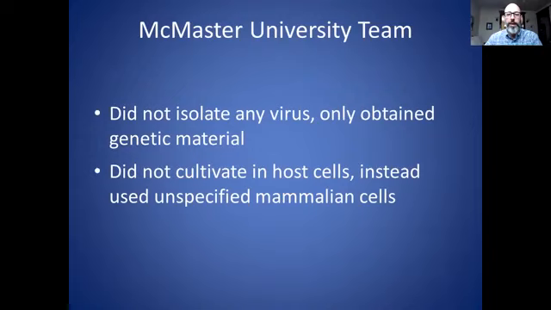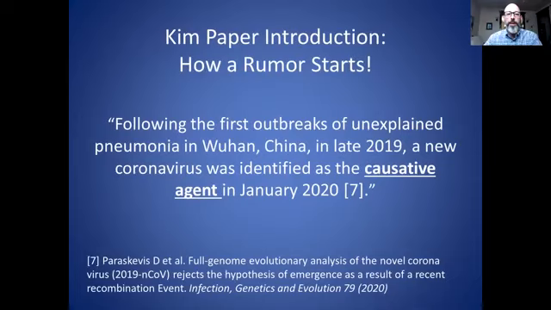However, I want to describe the McMaster team first because, like I said, they don't have a published paper, so I can't say a lot, but they did describe their methods a little bit on their website. Once again, they did not isolate a virus, and they also did not cultivate in host cells. They're using some other kind of mammalian cells, which is the same procedure every group is using. But back to the Kim paper, because the Kim paper has something really problematic. And this doesn't come from the conclusion, it comes from the introduction section.